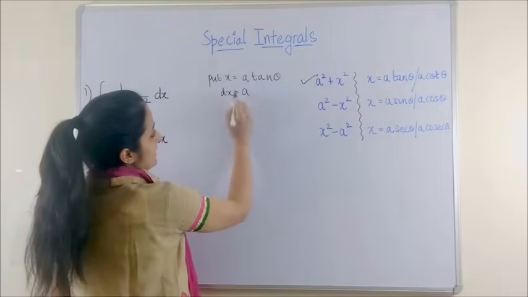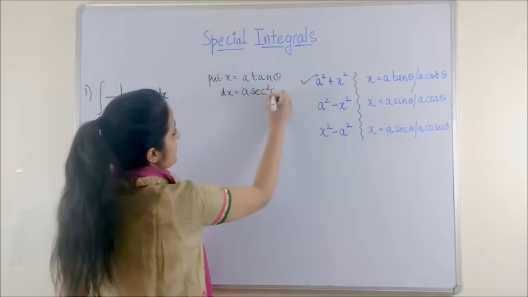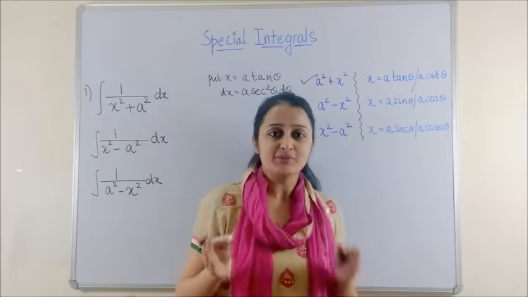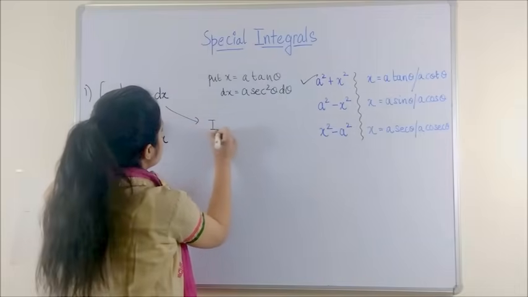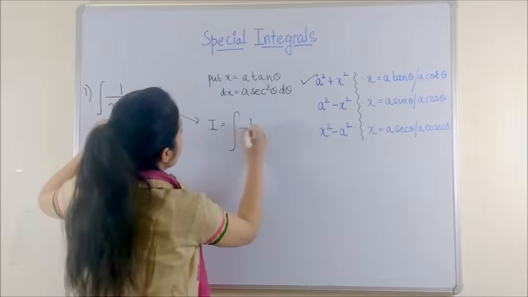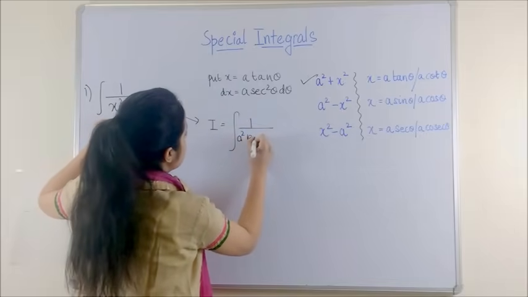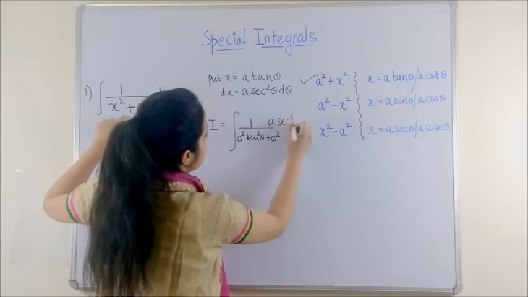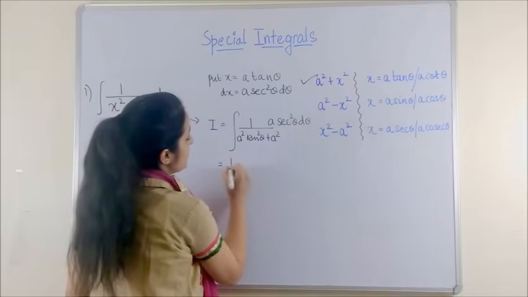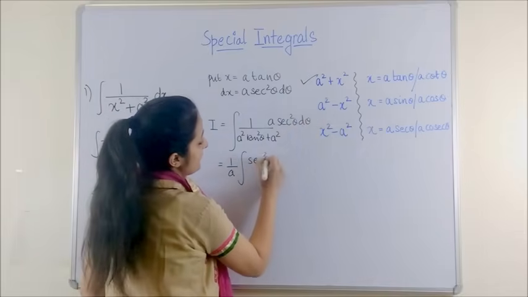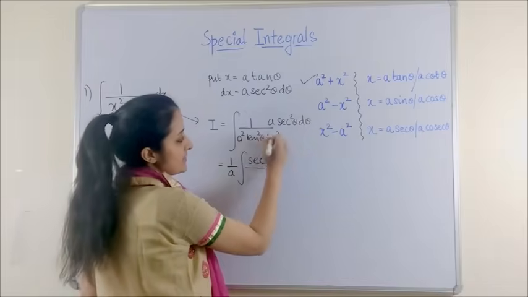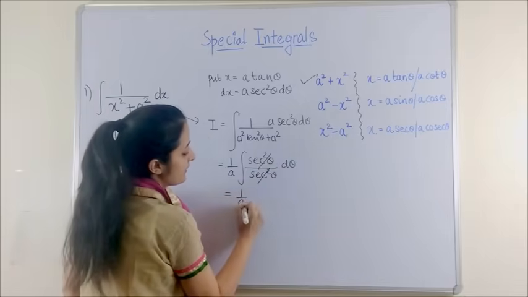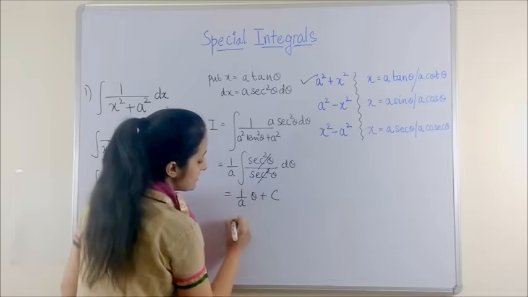Let's take x as a tan theta. So your dx becomes a secant square theta d theta. Now if you can recollect integration by substitution method, this becomes integral of 1 upon a square tan square theta plus a square, and in place of dx I have a secant square theta d theta. This further gives us 1 upon a sec square theta, and this one also becomes 1 plus tan square theta, that is sec square theta again. It gets cancelled and you get 1 by a into theta plus c as the answer.